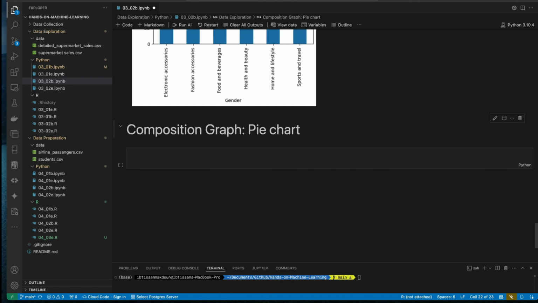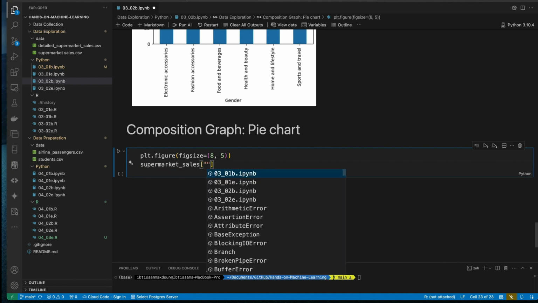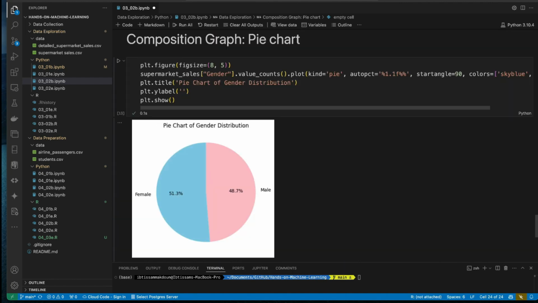Lastly, let's create a pie chart to visualize the composition of gender in our dataset. Pie charts are ideal for showing the proportion and percentages within a single categorical variable. In this pie chart, we can easily see the proportion of male and female customers, which gives us a quick insight into the gender distribution within our sales data.